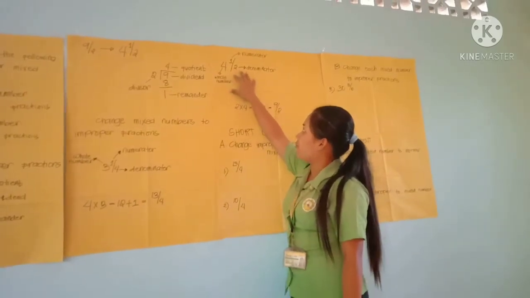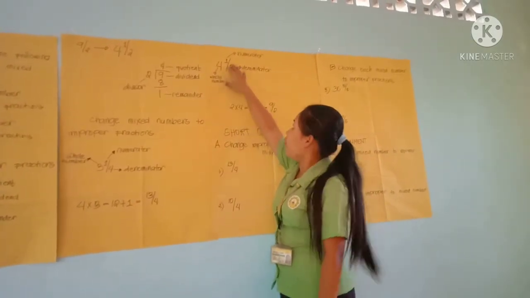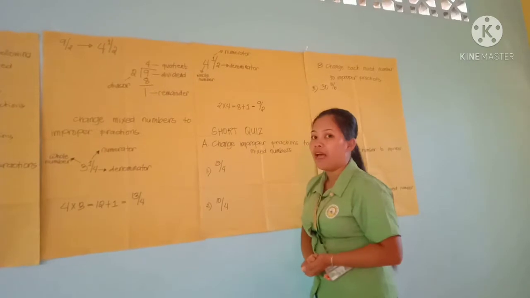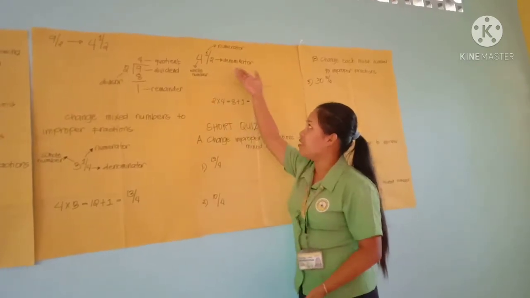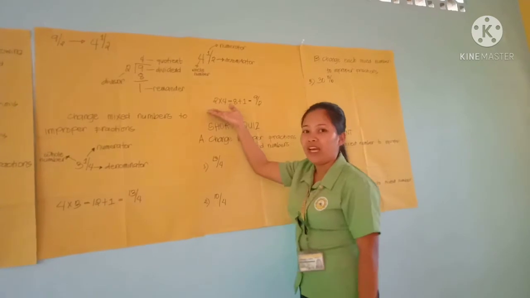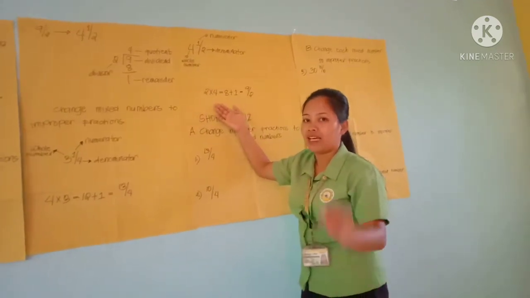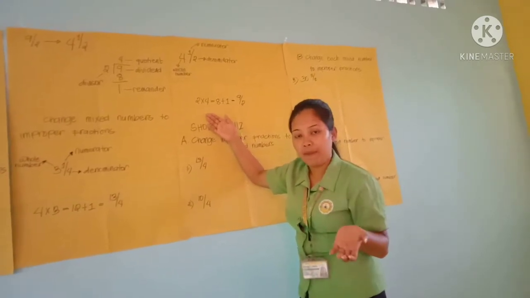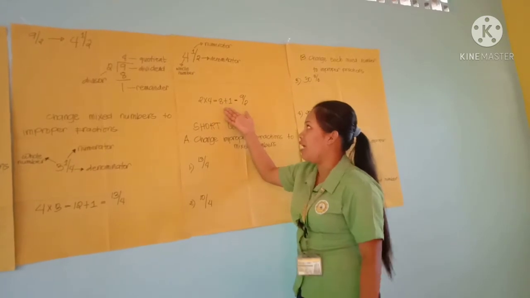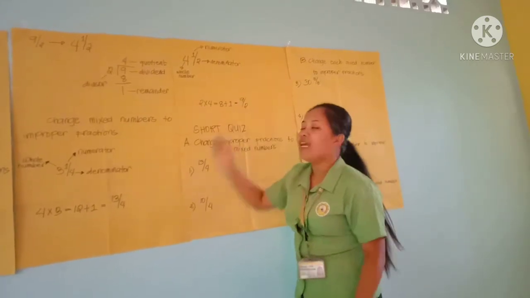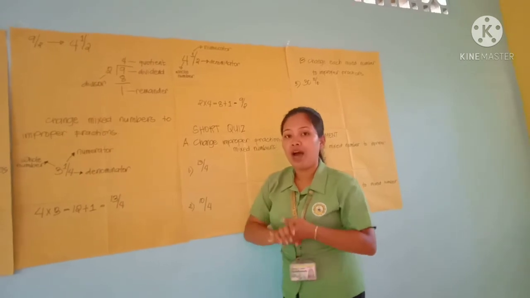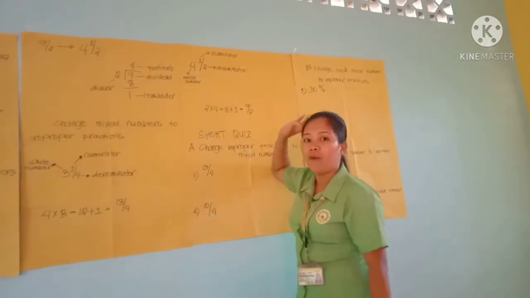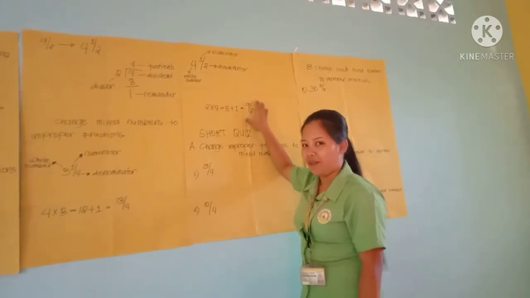4 and 1/2. 4 is our whole number, 1 is the numerator, and 2 is our denominator. So the first step, again, is we multiply the denominator to our whole number. So 2 times 4 is equal to 8. Second step is we add our numerator to the product of the denominator and the whole number. So plus 1, 8 plus 1 is equal to 9. And the last step is we just copy the given denominator, which is 2. So our improper fraction is 9/2.